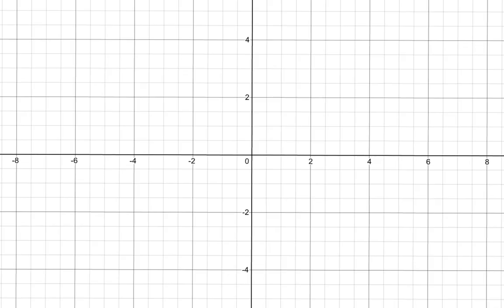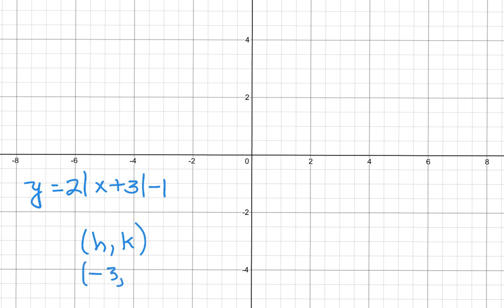So here's an example. If I gave you y equals 2 times the absolute value of x plus 3 minus 1, first thing I'm going to do is look for that vertex, that h comma k. That's the turning point. It's where it goes from facing one way to facing the other way. In this case, it would be at negative 3 comma negative 1. So I'm going to go to the point negative 3, negative 1, which on my graph would be right where I wrote the function.